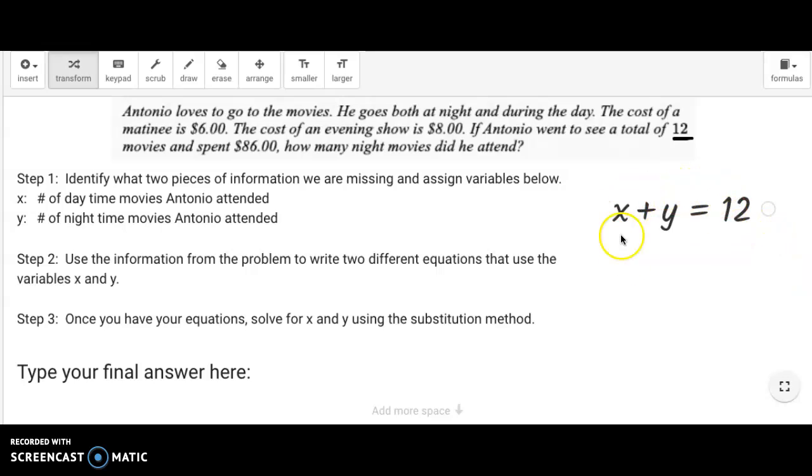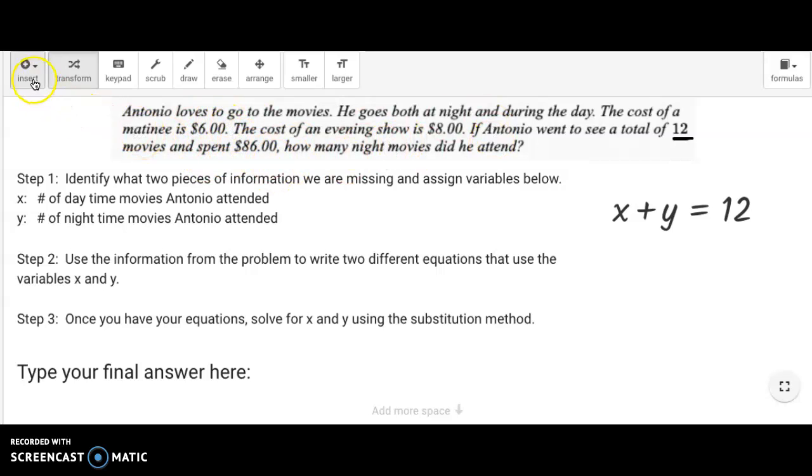And then you should have an equation that pops up over here, right? That's going to be our first equation that we're going to use to solve. Now, I can't solve this totally by itself because there are a lot of different ways that you can get numbers that add up to 12, right? Maybe he saw 10 daytime movies and 2 nighttime movies. Maybe it was 6 and 6. Maybe it was 7 and 5. We're not sure just with this information. So we're going to need to come up with a second equation that involves how much money he spent.